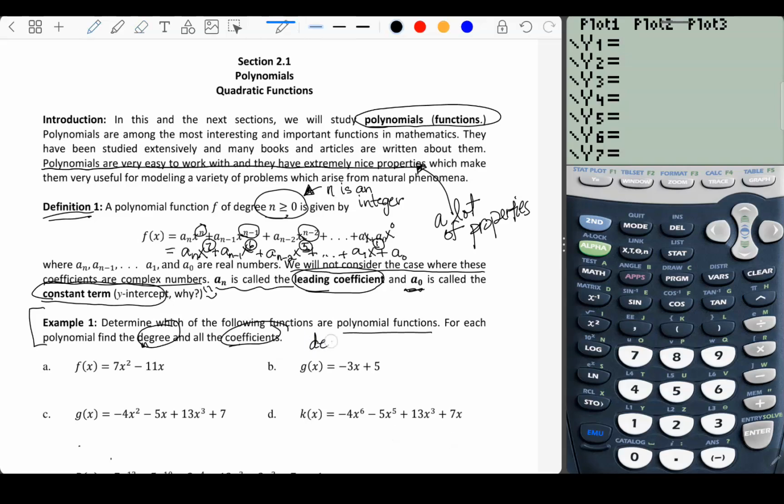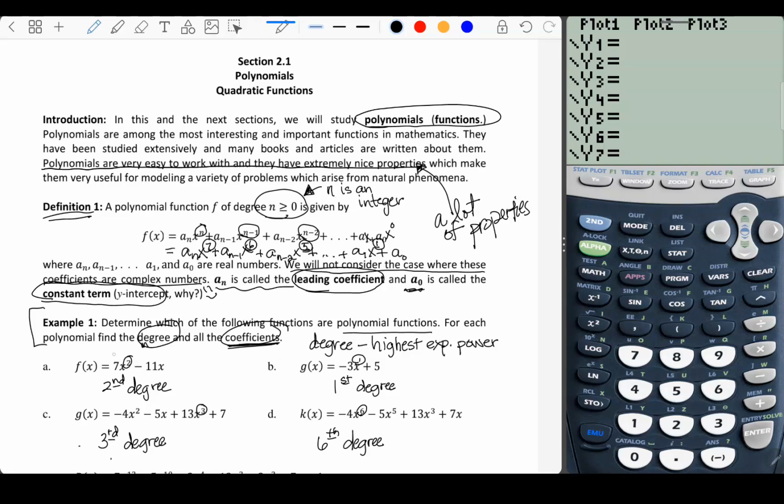Now, definition 1 told us what the degree was. It said degree n greater than or equal to 0. In practical matters, the degree is the highest exponential value that we have. So on part A, that's a second degree polynomial. On part B, that's a first degree polynomial. Take a look at part C. The highest exponent value is a 3, so it's a third degree polynomial. Now over here on D, it's in descending order. The highest exponential value is 6, so it is a 6th degree polynomial.